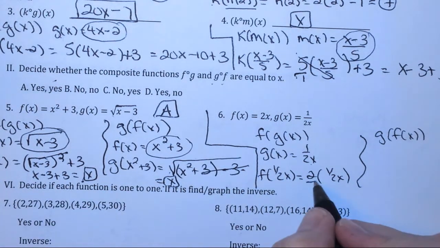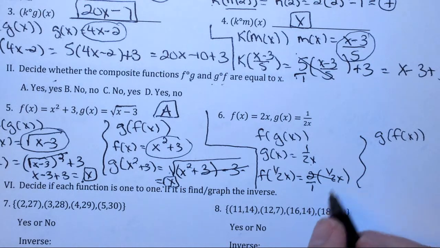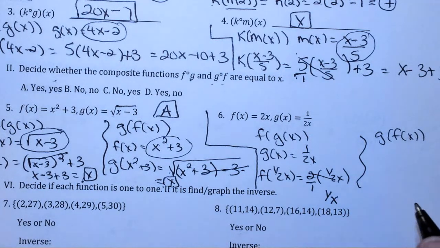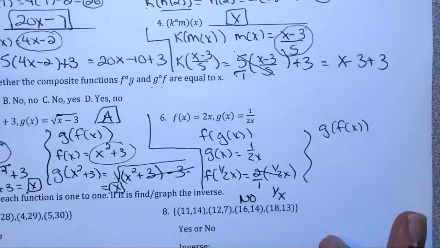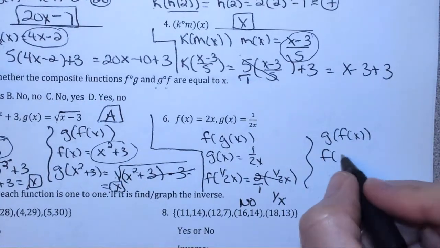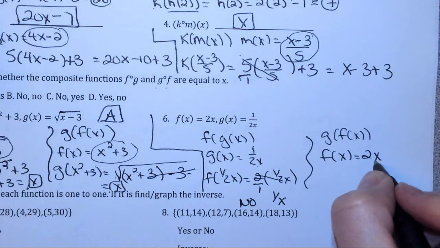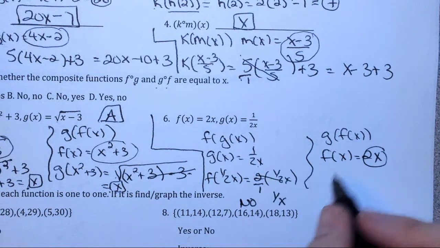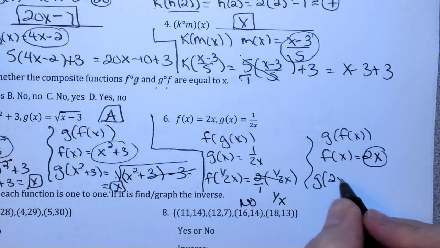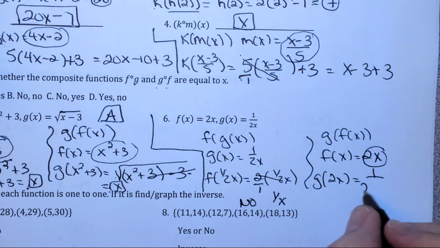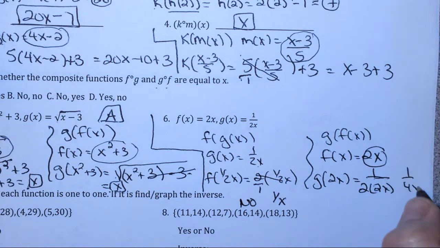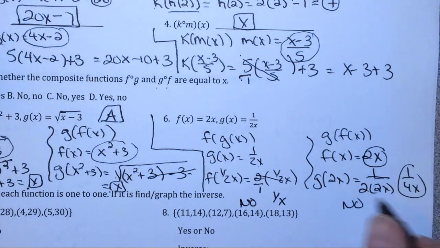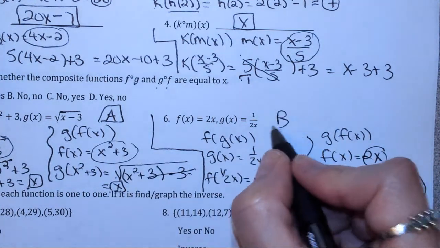So f of 1 over 2x equals 2 times 1 over 2x. If I do that, my 2's cancel, and I'm left with 1 over x. So not x, it's 1 over x. So that's a no. Let's go do it the other way. So f of x equals 2x. Take that equation and plug it in down here. g of 2x equals 1 over 2 times 2x, which would be 1 over 4x. So this is a no, which is choice B.